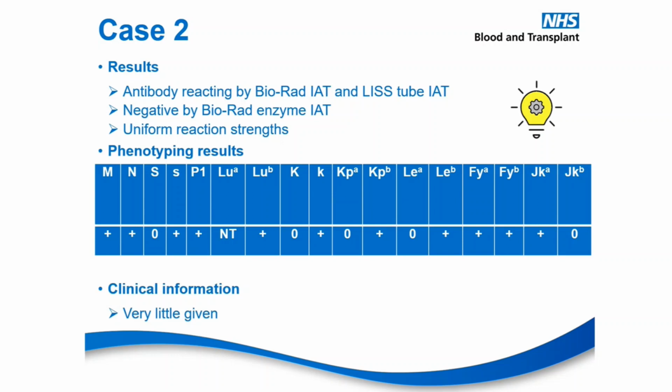We did try and obtain some more clinical information, but there wasn't really anything else we could find out other than what came on the initial referral, which was very little. At this point, it would have been useful to know the patient's ethnicity. It can help narrow down the list of suggestions for the antibodies. And I'll show you a little bit about that now.